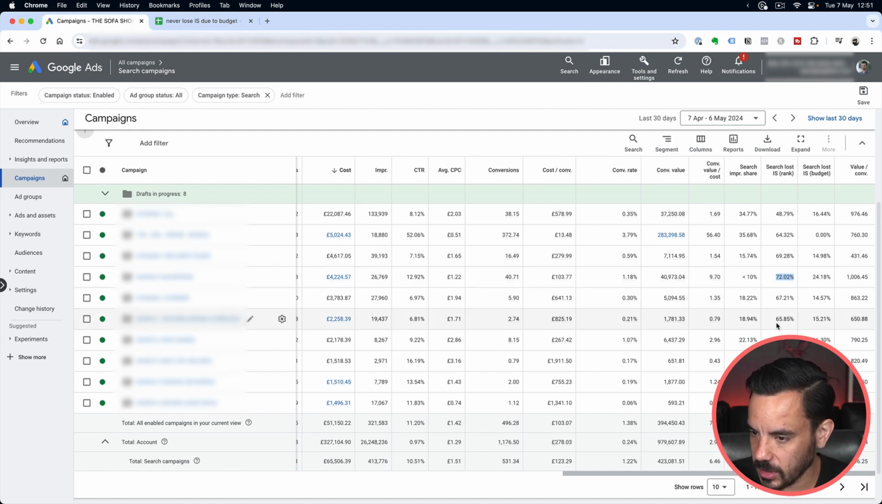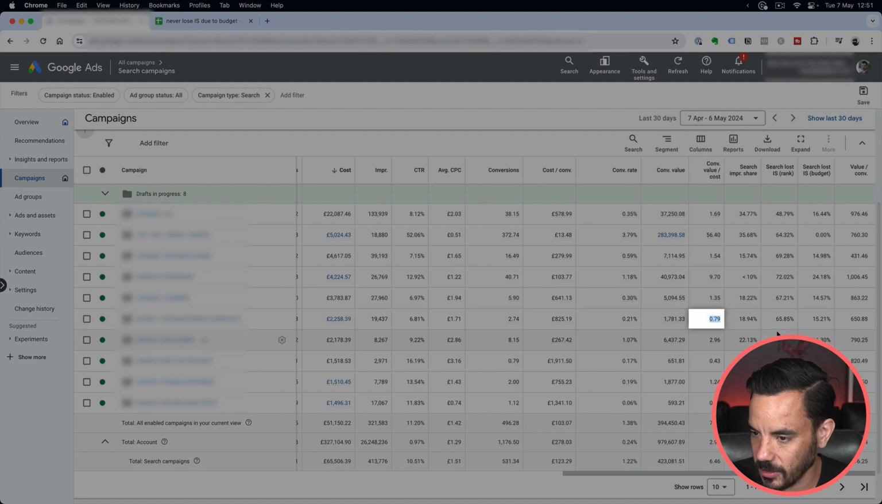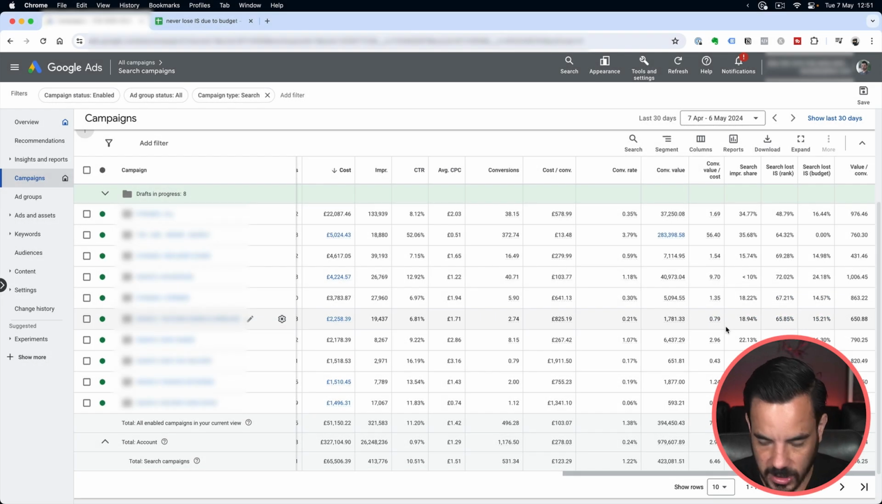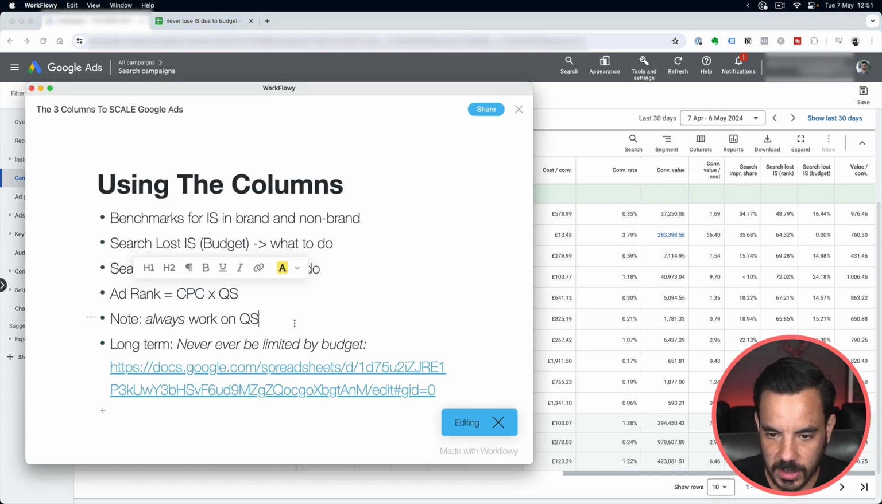Other campaigns might not want, like this one here, we probably wouldn't want to be increasing the bids, we'd want to be decreasing the bids. So there you go. I hope you get a sense of how to read these columns now. And as I say, always work on quality score.